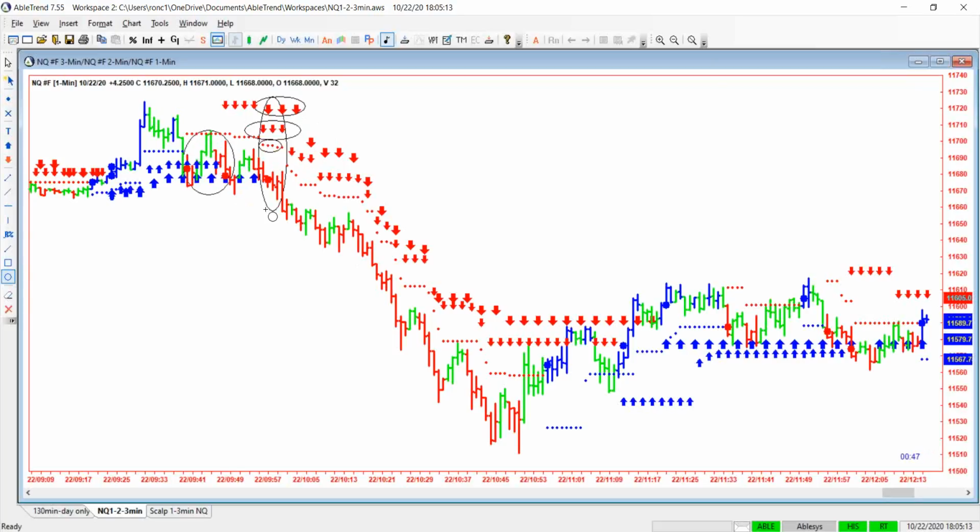Had a nice no trade zone before that because we had red and blue together. Any red and blue on the chart at the same time means stay away. AbleTrend is saying it's too risky. It's going to be choppy. It's going to be sideways. It's not worth putting your money up. It's not worth risking your money for that.